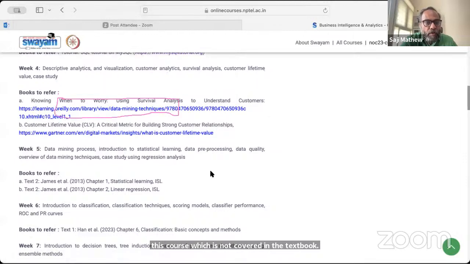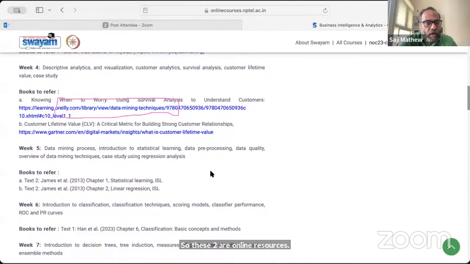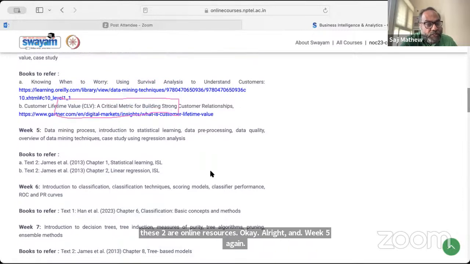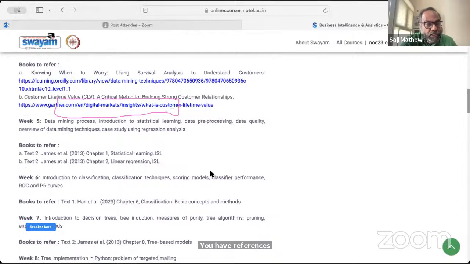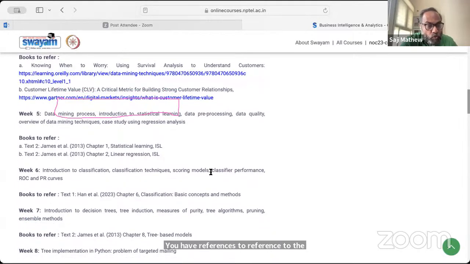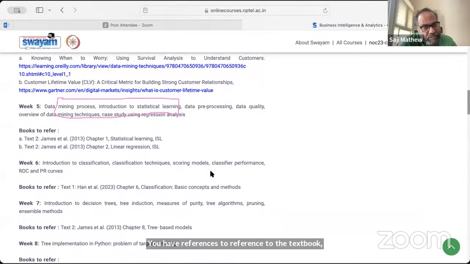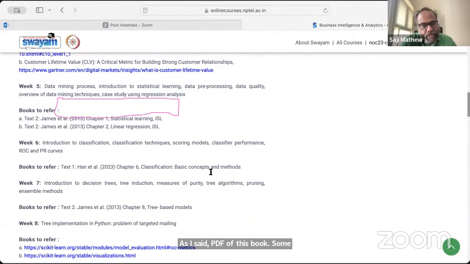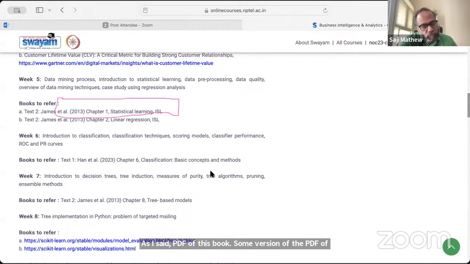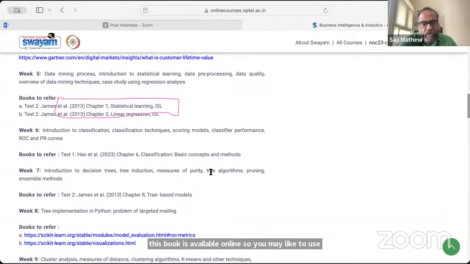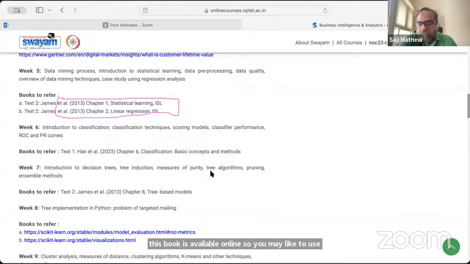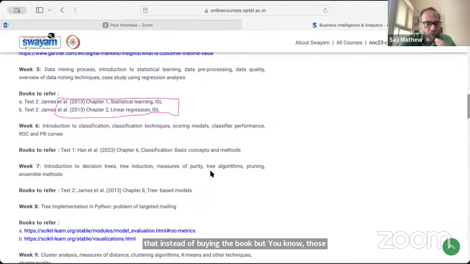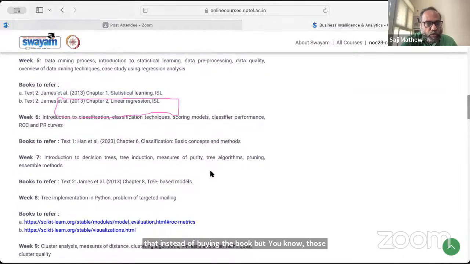And week 5, again, you have reference to the textbook. Textbook 2, James and others. As I said, some version of the PDF of this book is available online, so you may like to use that instead of buying the book. But those who are serious about analytics as a career should buy this book because it's a very useful book.